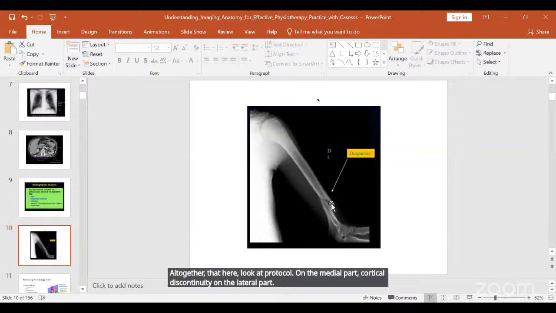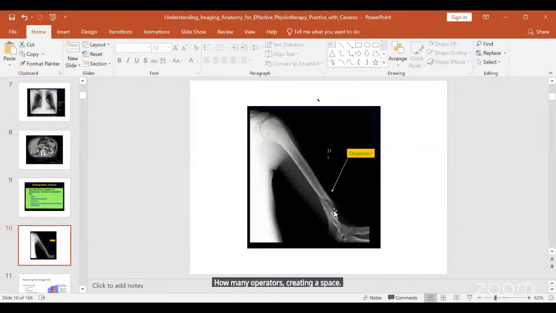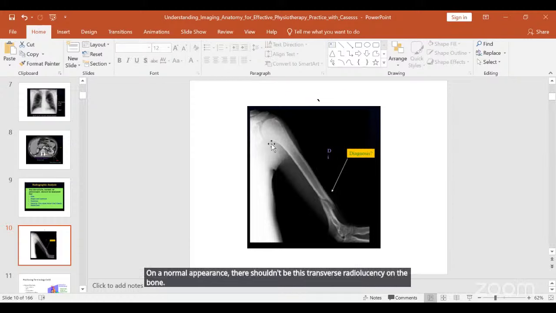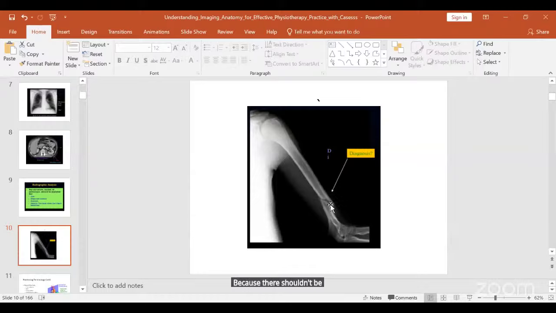Can we appreciate it? It creates a space where there is what? A radiolucency. In a normal appearance there shouldn't be this transverse radiolucency on the bone, because there shouldn't be any radiolucent structure in between the cortex of the bone, but here it is abnormal. So there's a cortical discontinuity seen on the lower 1/3 of the right humerus, creating a spiral radiolucent appearance between the upper shaft and the lower segment of the bone, consistent with a fracture.